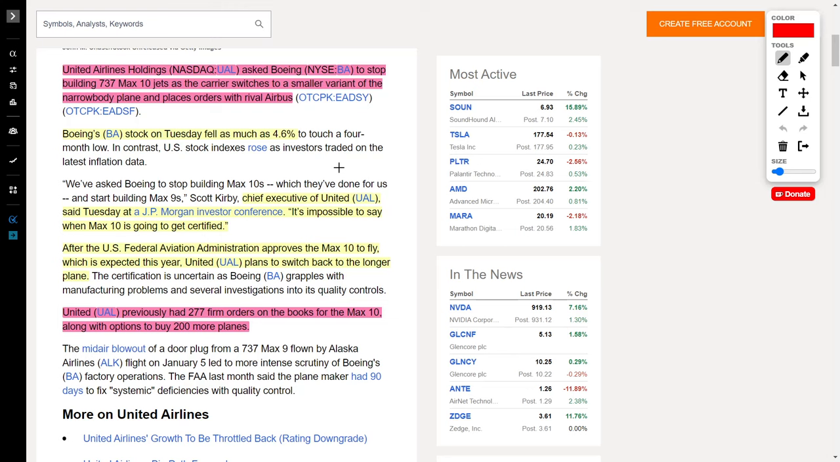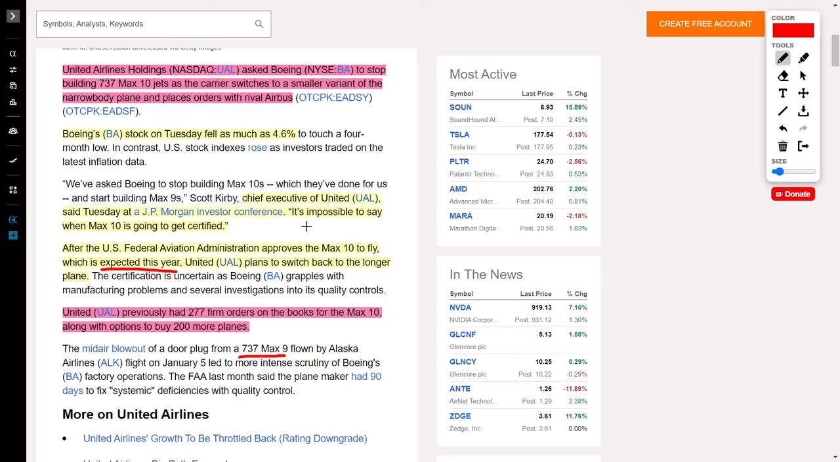The reason why United Airlines is pulling back from the MAX 10 and they want the MAX 9 is because there are some problems with the MAX 10 in regards to them getting a certification. The chief executive of United Airlines even said, and I quote, "It's impossible to say when the MAX 10 is going to get certified," end quote. Now, you should be aware that the MAX 10 will most likely get their certification sometime this year. However, it seems that United Airlines has already made up their minds. They really want to switch back to the longer plane, which is actually the MAX 9.